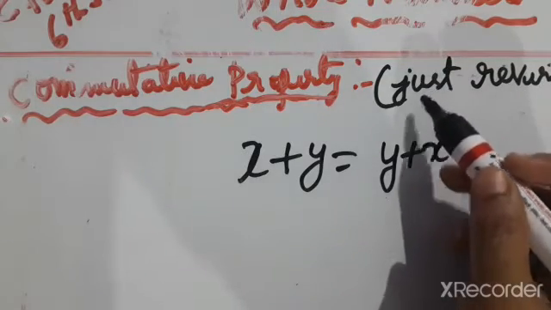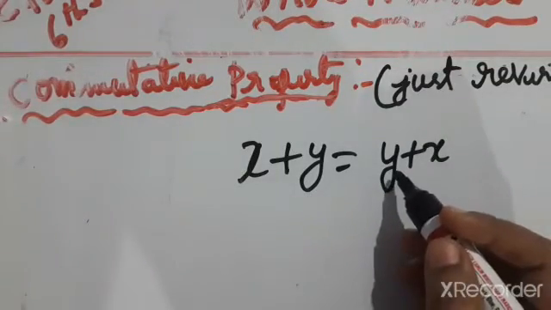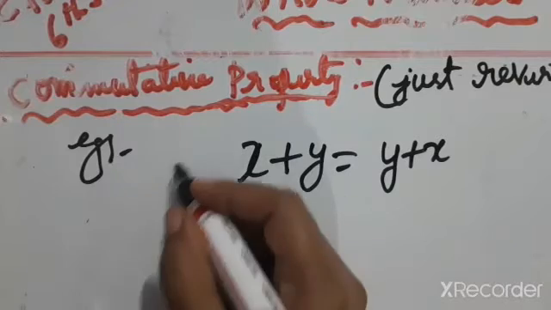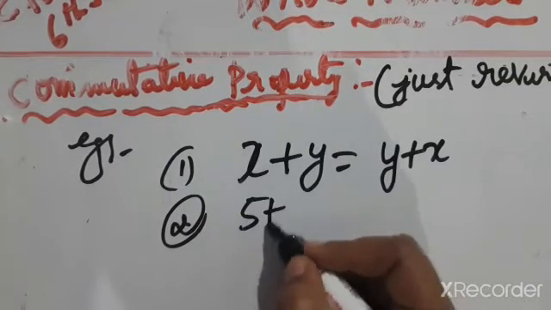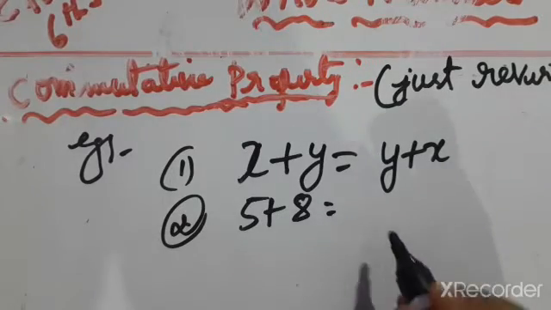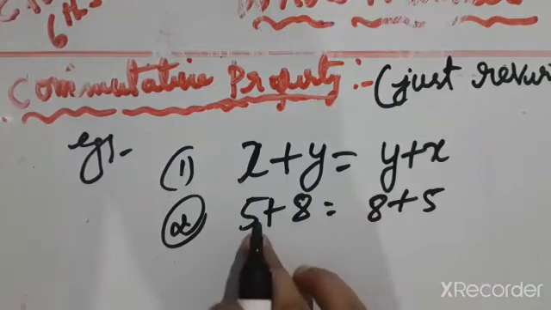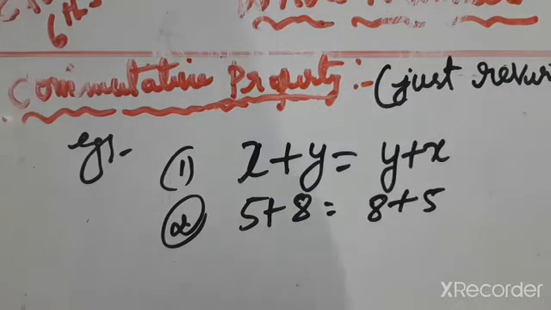Just to understand, children, commutative property means just reversing numbers. If x plus y, it becomes y plus x. One more example: 5 plus 8. What is the right hand side? 8 plus 5. Just reversing. The first number will become second and the second number will become first.